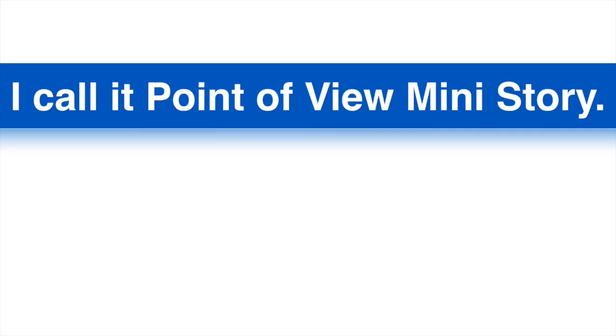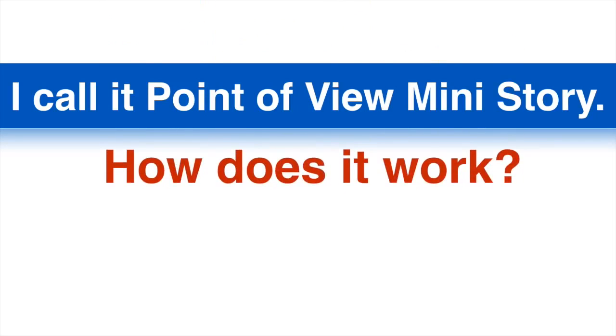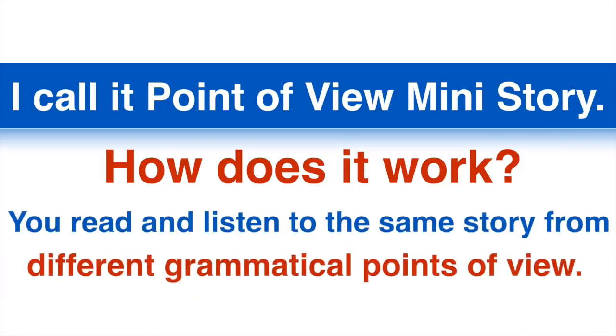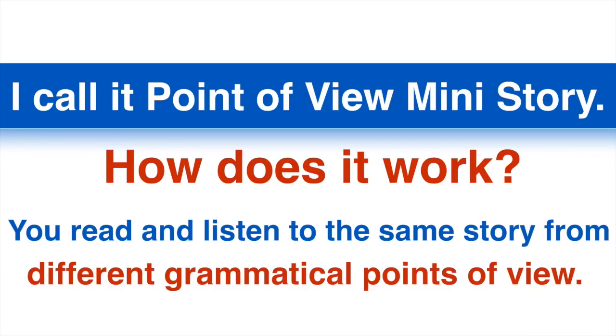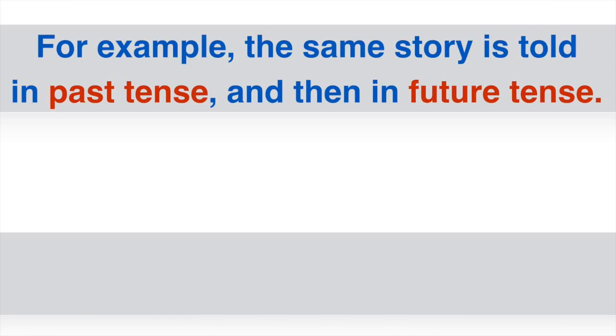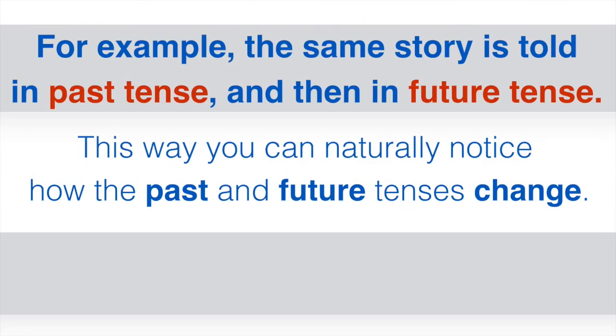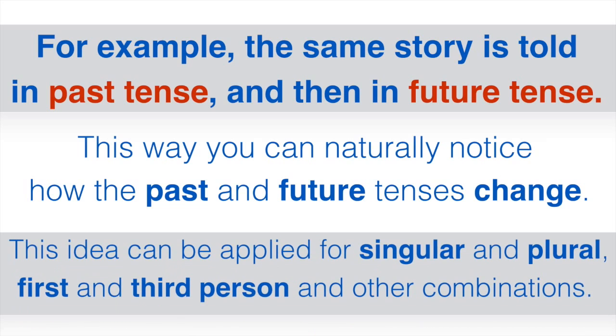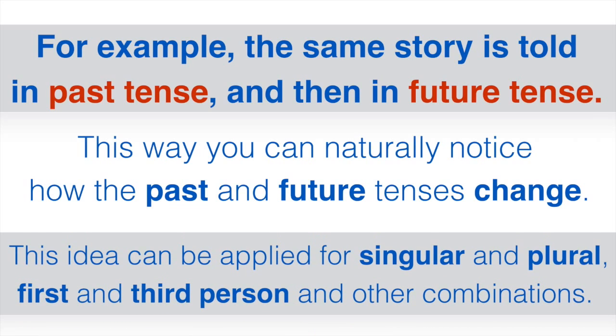I call it point of view mini-story. Okay, how does it work? It's very easy. In short, you read and listen to the same story from different grammatical points of view. For example, the same story is told in past tense and then in future tense. This way, you can naturally notice how the past and future tenses change. This idea can be applied for singular and plural, first and third person, and other combinations.